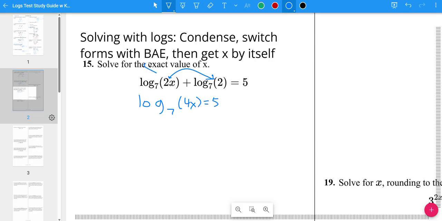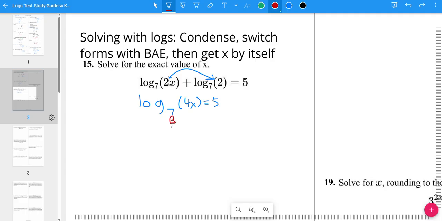And notice it says it wants an exact value of x. So if we get a decimal or fraction, a fraction's good. And if it's a decimal, as long as it's a decimal, you don't have to round. But let's do fractions. It's going to make life a lot easier. But we're not there quite yet. So now we need to rewrite this to be able to get x. We need to get rid of the log somehow to be able to get the x out of the parentheses.